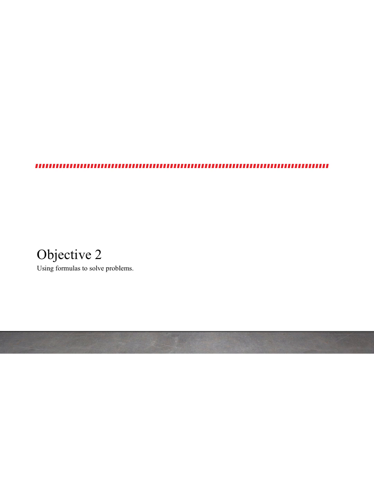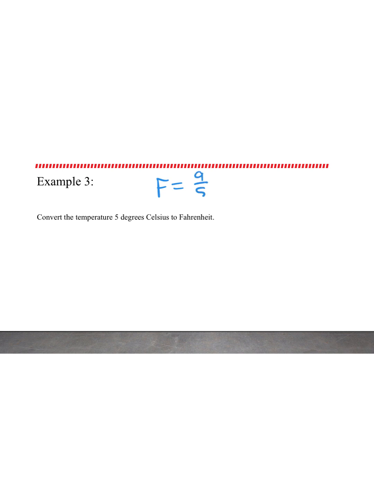Objective 2. We want to use formulas to solve problems. Example 3. Convert the temperature 5 degrees Celsius to Fahrenheit. Now, if they're asking you to use formulas to solve the problems, they will be giving them to you depending on the problem. So for this one, since we're converting between temperatures, this one would be provided to you. So it is F equals 9 over 5 C plus 32. And that F stands for Fahrenheit and C stands for Celsius.